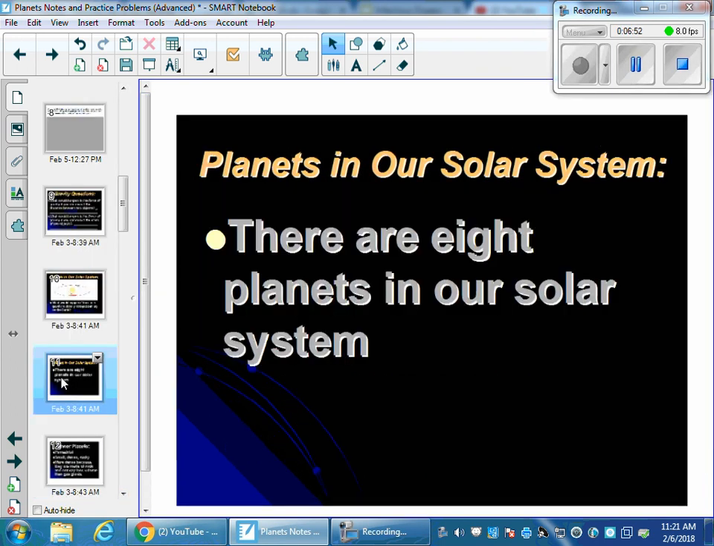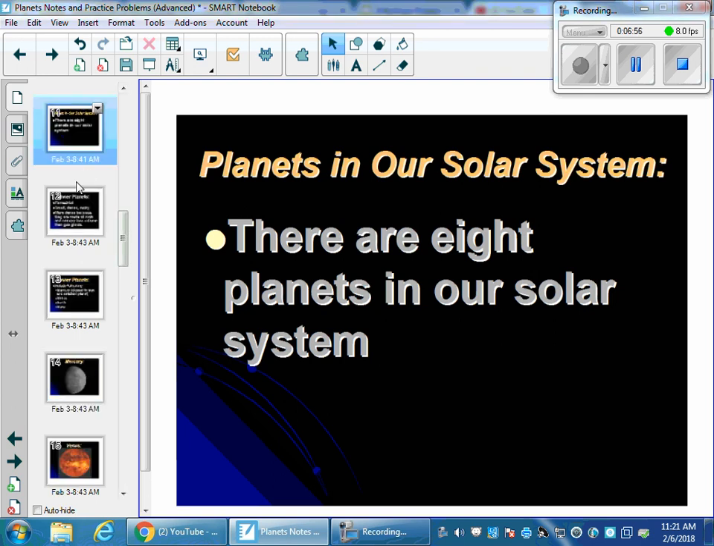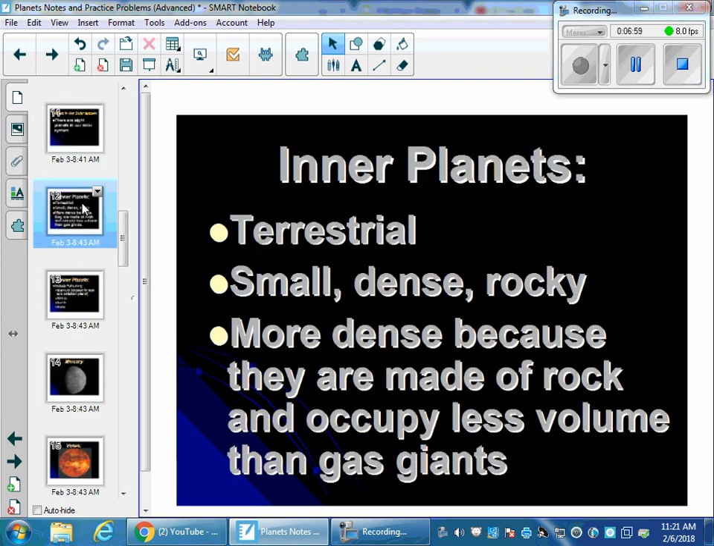There are a total of 8 planets in our solar system, and we're divided into 2 groups, and we're going to talk about them by the groups that they're in. The first one is the inner planets. They're terrestrial. Okay? That means that they have a solid surface here. They are small, they are dense, and they have a rocky surface, or they're made of rock mostly. And they are more dense. Because they're made of rock, and they also take up a lot less space. So when you have more mass in a smaller space, that means that something is more dense.